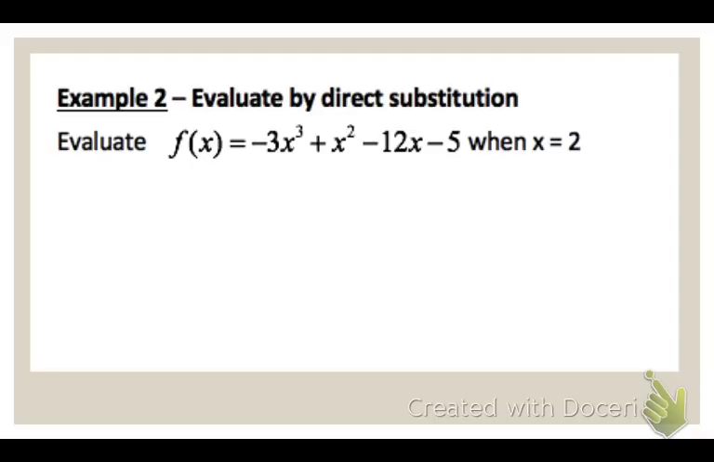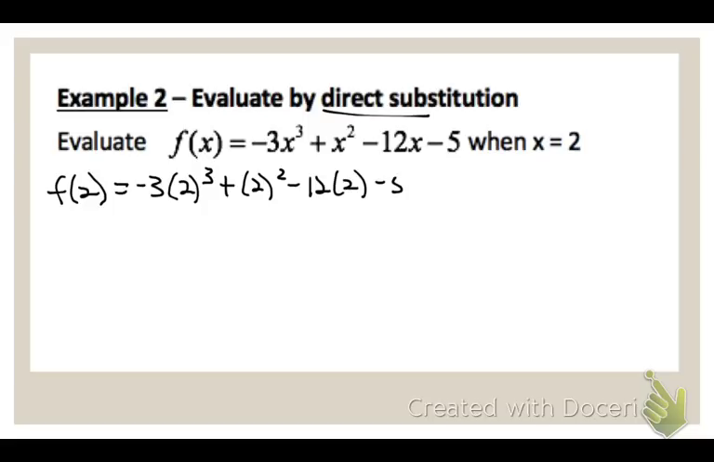So when we evaluate using direct substitution, we just plug in the value that's requested, and so this says let x equal 2. So f of 2, and that's just function notation, so telling ourselves what we are plugging in. So we'll take -3 times 2 cubed plus 2 squared minus 12 times 2 minus 5. Keying it in your calculator all at once is a good way to reduce errors. You can also, with the easy ones, of course, do the mental math.